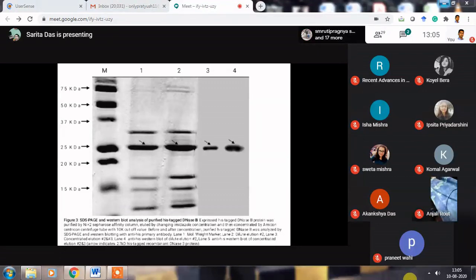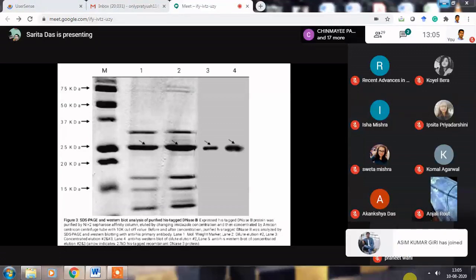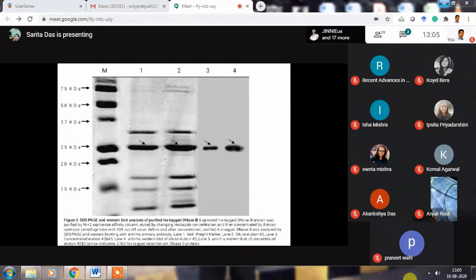Once our elution fractions showed positive for the presence of His-tag recombinant DNase B, they were concentrated, and then we ran the sample on an SDS-PAGE, and the arrow mark shows the 27 kilodalton DNase B protein. Lane 1 and lane 3 are before concentration, and lane 2 and lane 4 are after concentration. Once we run it in the SDS-PAGE, the protein gets separated.